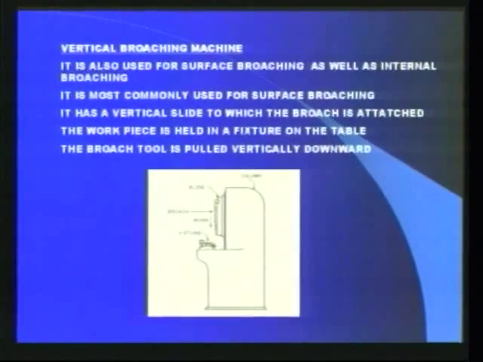Now we discuss about vertical broaching machine. It is also used for surface broaching or internal broaching. It is most commonly used for surface broaching. It has a vertical slide to which the broach is attached. The workpiece is held in a fixture on the table. The broach tool is pulled vertically down against the stationary workpiece.